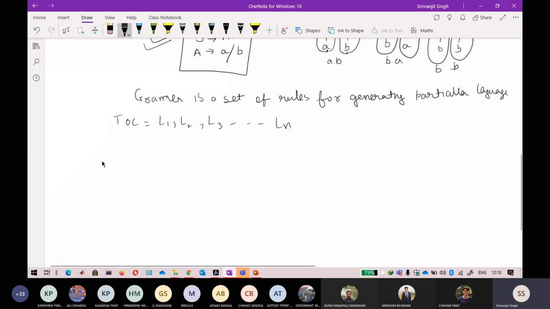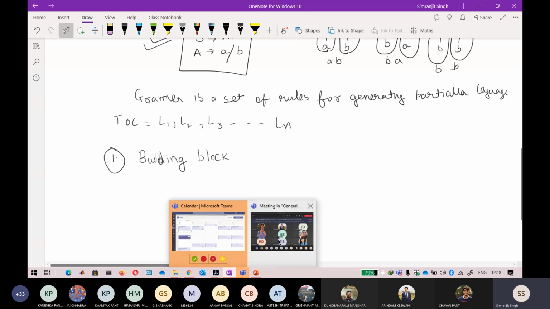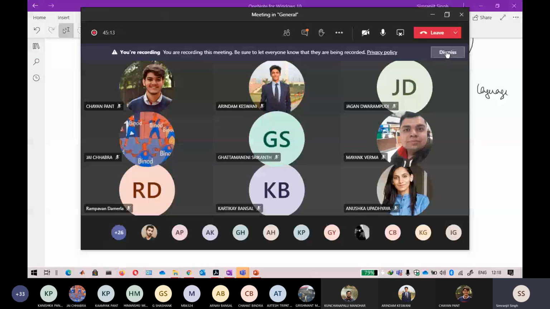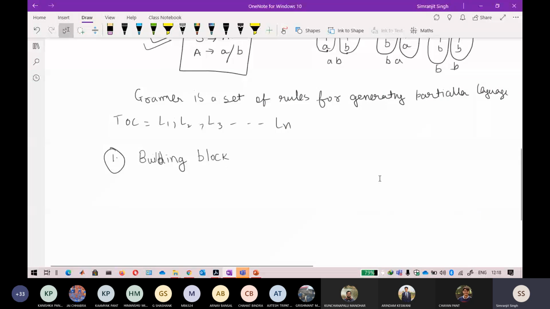In the building blocks, I will start with the language that is the building block of it. There are three building blocks. The first building block is that you have to write a grammar for the language a raised to power n, where n is greater than or equal to 0.